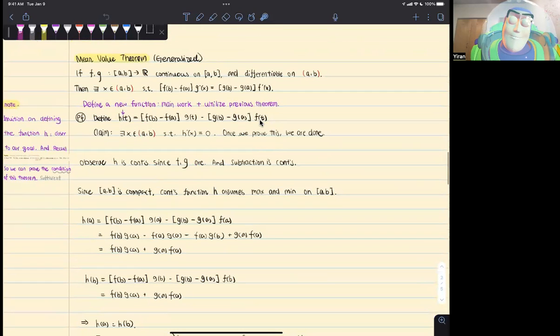Now, let's prove the generalized mean value theorem. Here, keep in mind closed and open. If f and g are two functions from a closed interval [a,b] to R, continuous on the closed interval and differentiable on the open interval, then we claim there exists x in this open interval such that this equation holds. Notice that f(b) minus f(a) is really like a constant, it does not have any variable. g'(x) times this equals g(b) minus g(a) times f'(x). So we want to show this.